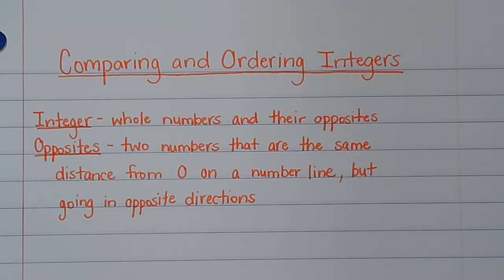Couple definitions real quick. An integer is our whole numbers and their opposites. So you can have positive and negative fractions, you can have positive and negative decimals, but they are not called integers. If you're an integer, you have to be a whole number, which hopefully we know is exactly what it sounds like. It doesn't have a decimal with it, doesn't have a fraction with it. It's just a whole number. And then it says they're opposites.